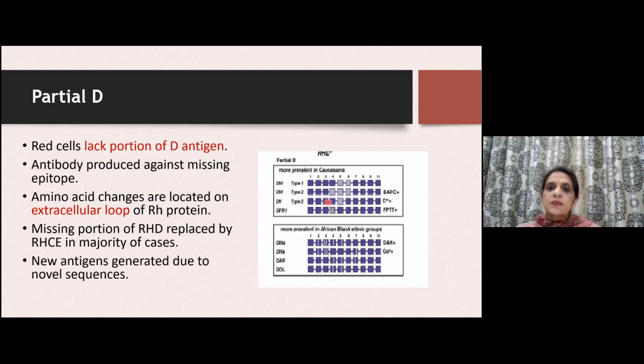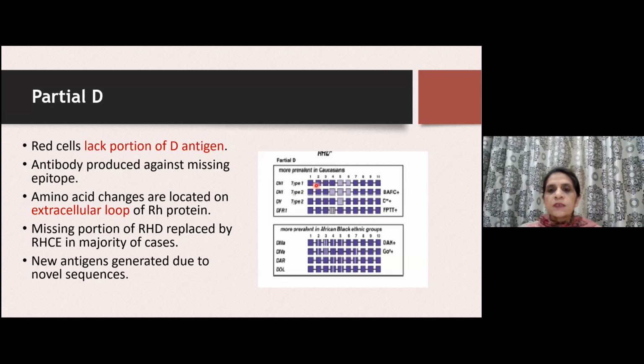If we look at this diagram, the upper part shows the partial D types which are more prevalent in Caucasians. The first one is the D6 type, which produces the BARC antigen. Then we have the D5 type, which produces the DW antigen, and the DFR type, which has the FPTT antigen.